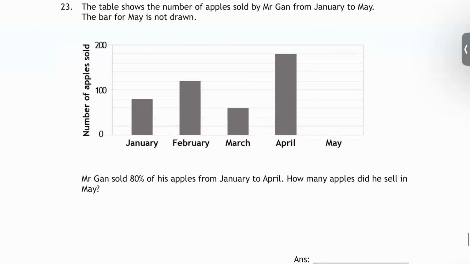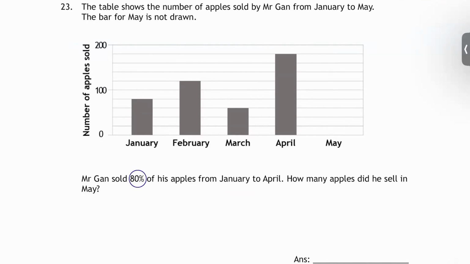Moving on, question number 23. The table shows the number of apples sold by Mr. Gan from January to May, and the bar for May is not shown. Mr. Gan sold 80% of his apples from January to April. How many apples did he sell in May?